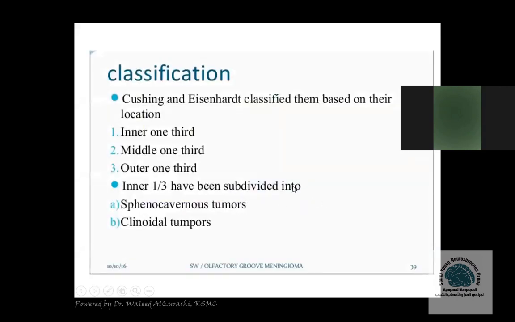Also, there is another classification by Cushing and Eisenhardt, and they classify the meningioma according to the location: either it involves just the inner third, the middle third, or the outer third. And the inner third is classified into sphenocavernous tumor and clinoidal tumor.